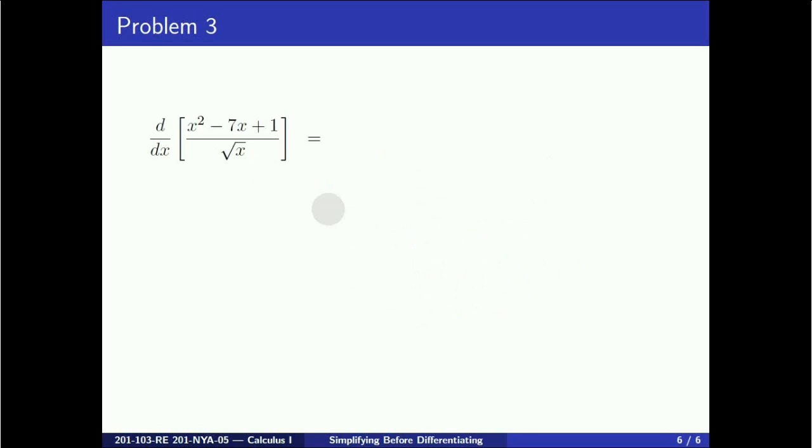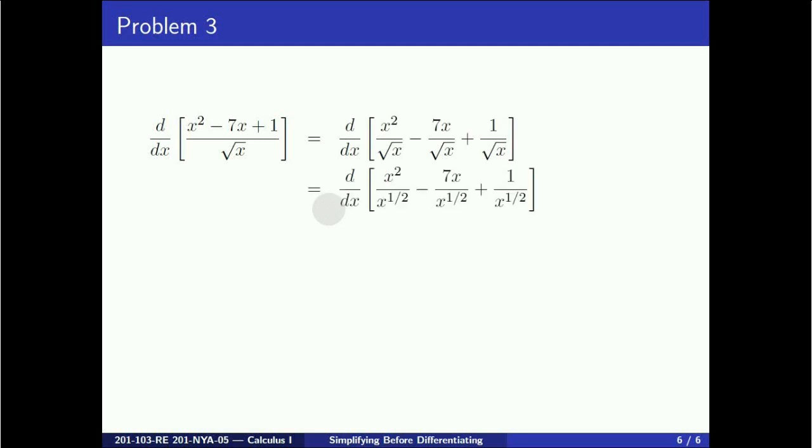here is much faster. First, dividing the numerator by root of x is the same as dividing each term in the numerator by root of x. And note that we can write root of x as x to the 1/2. Then we simplify each term in order to write it as a constant multiple of a power of x. So for instance, the first term is x squared over x to the 1/2, which gives x to the 2 minus 1/2, which is x to the 3/2.